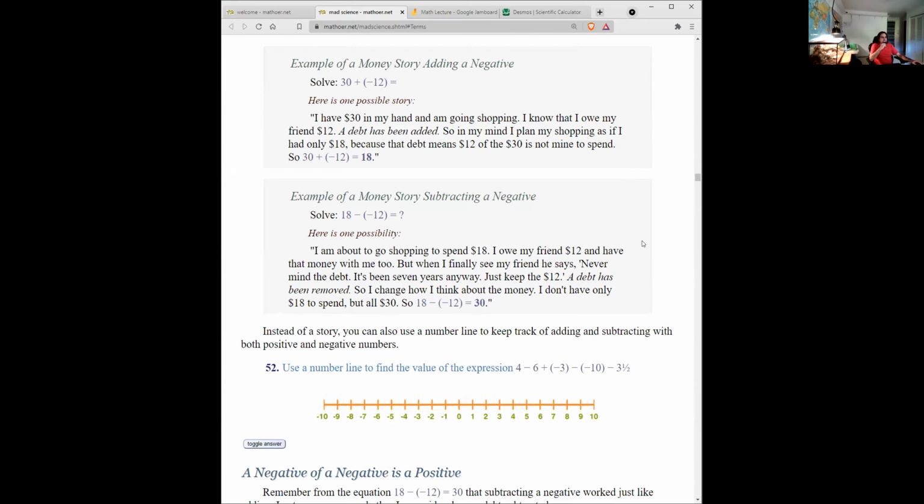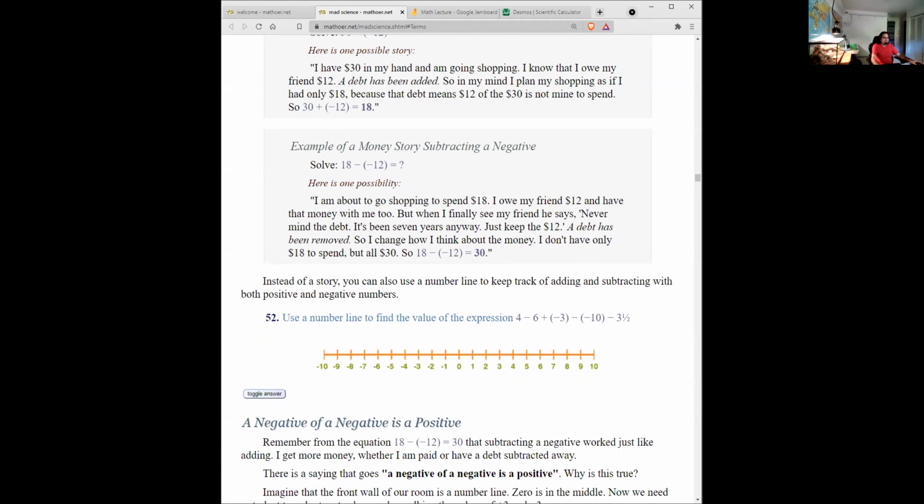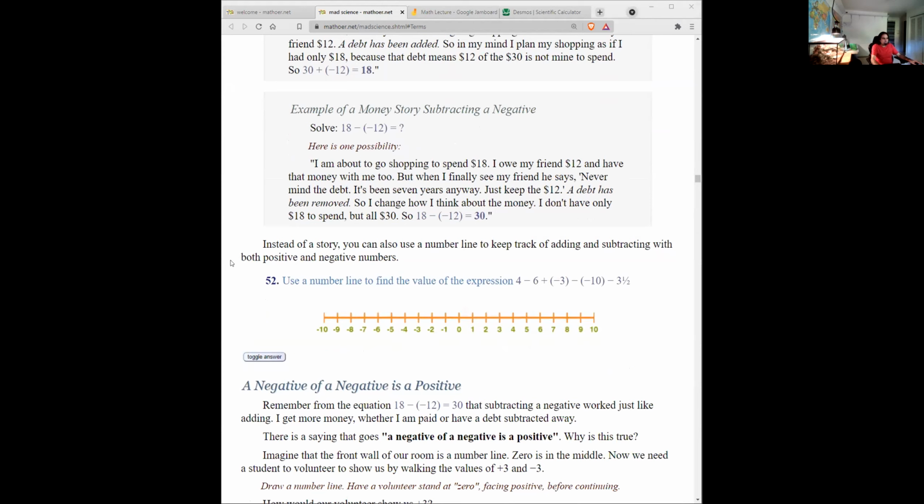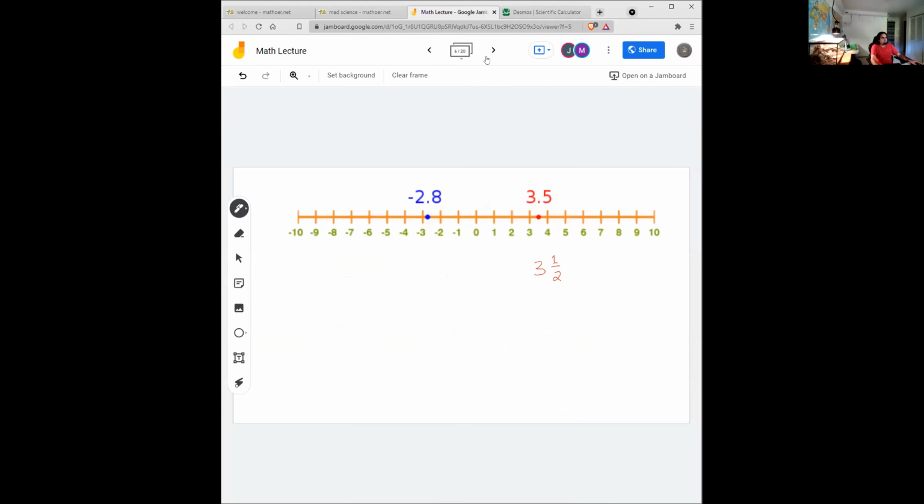Some people like money because we deal with money in real life, so it seems natural. Some people like altitude. I'm hiking up and down Spencer Butte. Some people like time. I'm going forward or backwards watching a movie. So whatever kind of story works for you. Once you have that kind of story, then again, the story is nice, but try and also have a number line that works.